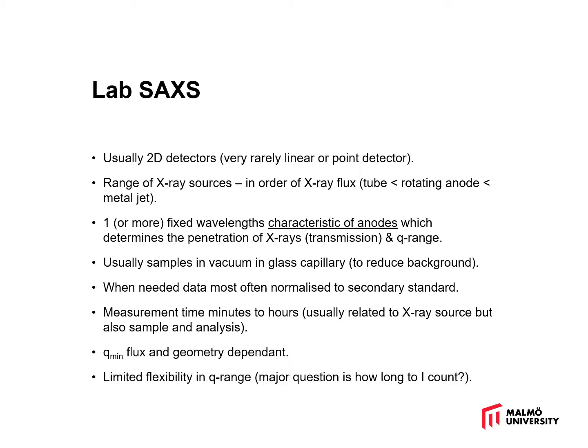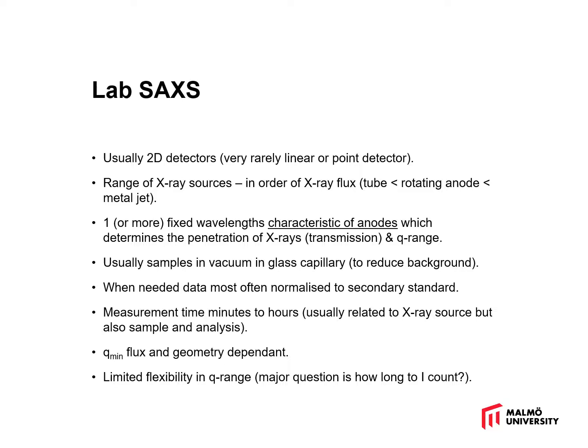So first thing I'm going to talk about is lab SAXS. Now you'll all get a chance to experience some lab SAXS instrumentation during the practical sessions, and you might put these remarks in that context. So these days, usually SAXS instruments in the lab have a 2D detector. Very rarely linear or point detectors. There are some old instruments around, but it's unlikely that you'll ever see these. So the advantage of the 2D detectors, of course, is that you count over a much larger solid angle, and then you can do the radial averaging for better statistics.